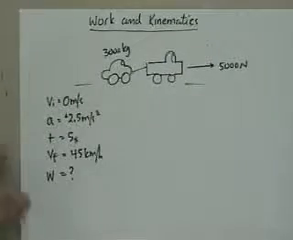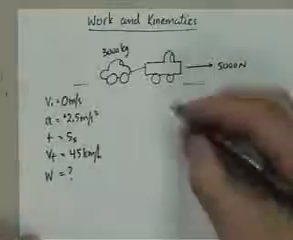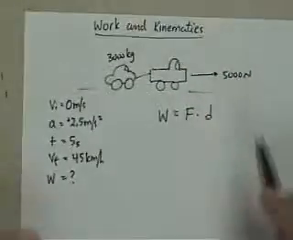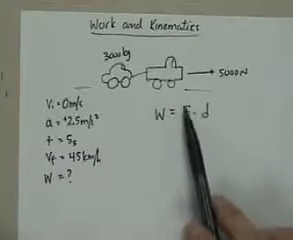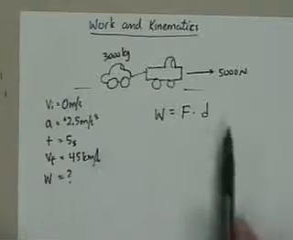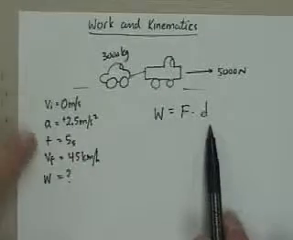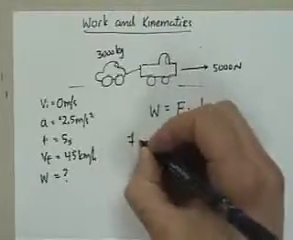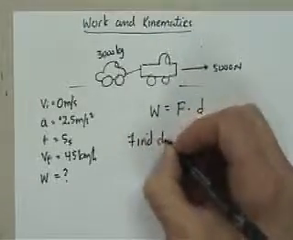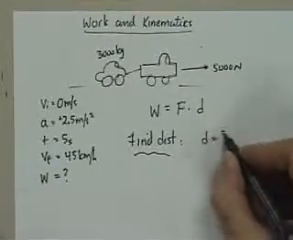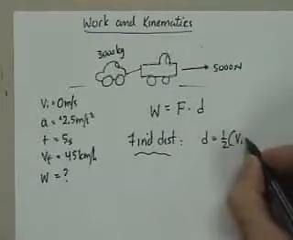Okay, so here's what we're going to do. We're going to look at our work equals force times distance formula. Notice that this thing is horizontal, so I don't have to go F cosine of theta. And if I look through my list of information, I don't have a distance. So I'm going to have to use kinematics to find that distance. So that's my first step. Find the distance. I can do it with any of the kinematics formulas that I'd like.